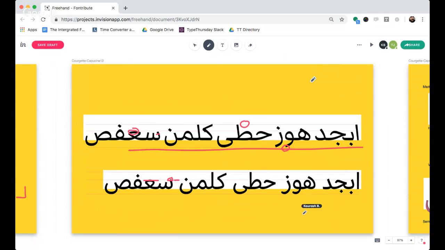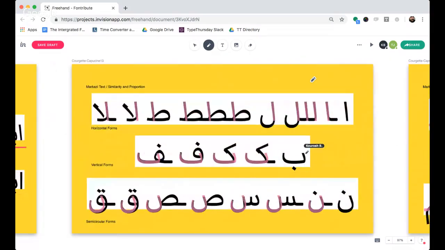Because of this X height that we see here, everything goes up a little bit, but in the Markazi it is not like that. It's a little bit more close to the tradition. Cool. Okay, good to go? Yeah, good to go. Awesome.